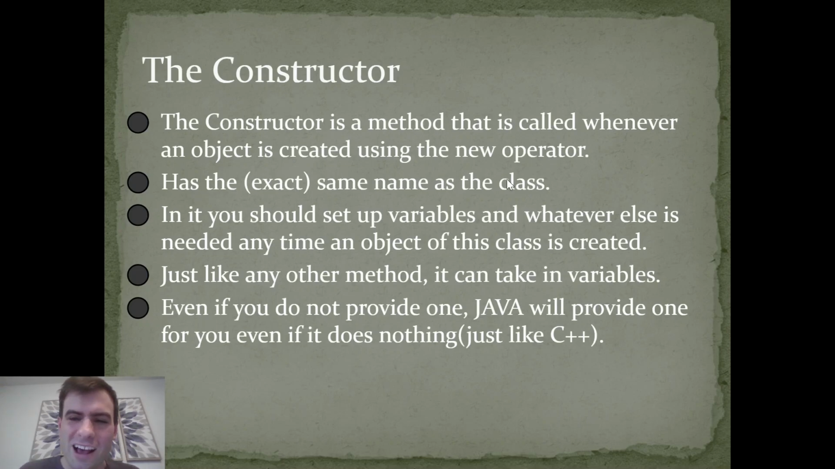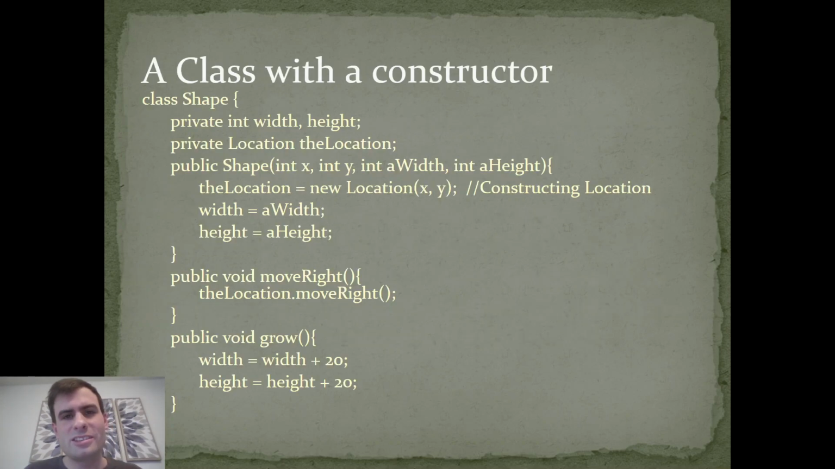My bad. But that's this constructor method. Just like any other method, it can take in variables, and if you do not provide one, Java will provide one for you, even if it does nothing. C++ also does this. So let's look at this constructor method.